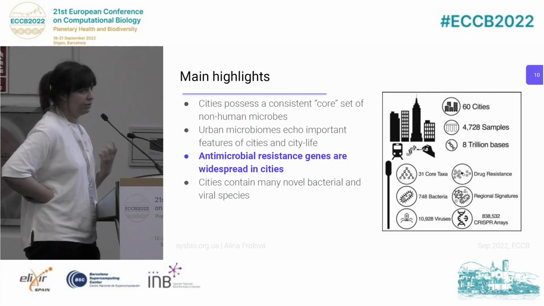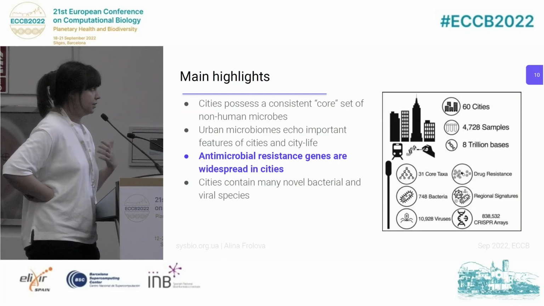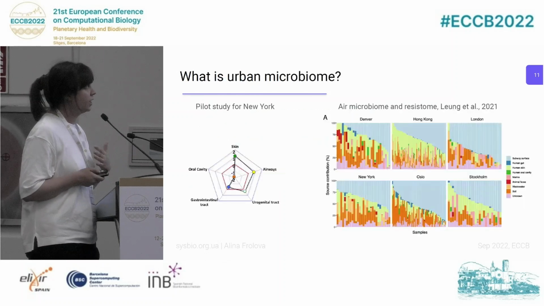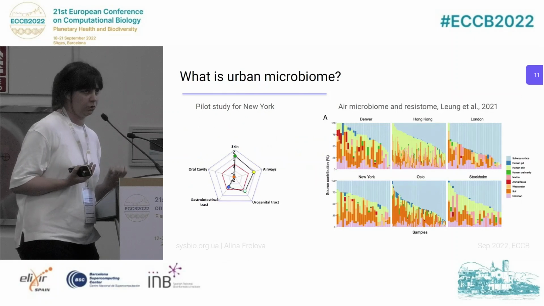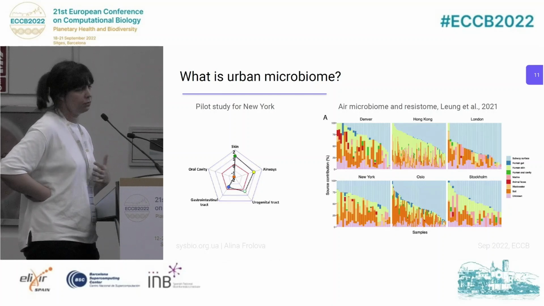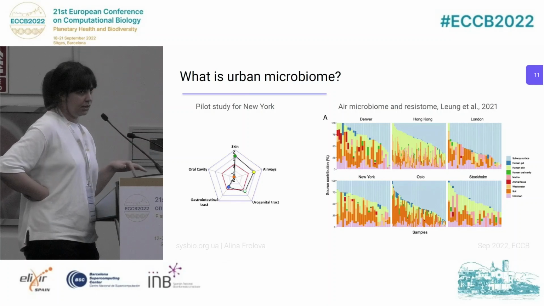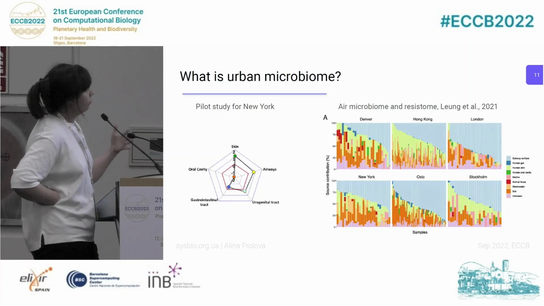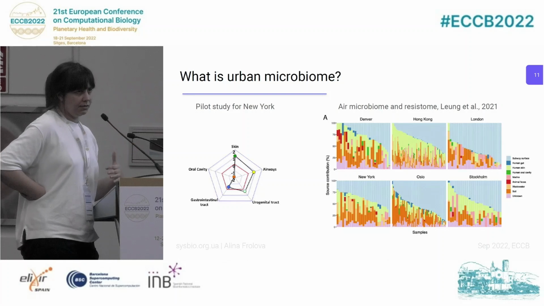First of all, we found that there is a consistent core microbiome of 31 different taxa, and that antimicrobial resistance genes are really widespread in cities, and we found many novel bacterial and viral species. But what is the urban microbiome actually? In the pilot study, Chris found that it closely resembles the skin microbiome, but later in a follow-up paper, when we studied the air microbiome in different cities, you can see that this can be true for some cities, but other cities rather resemble, for example, the soil microbiome.